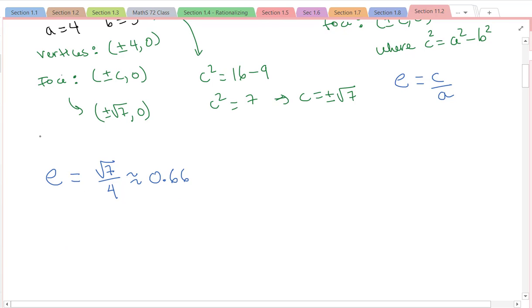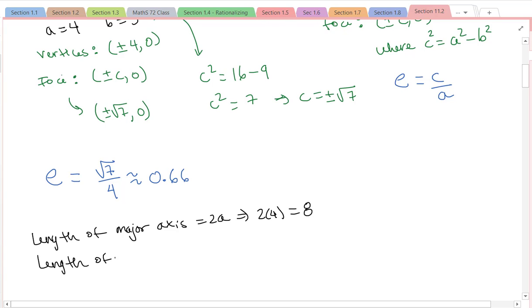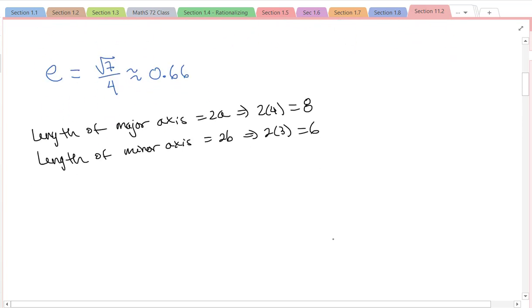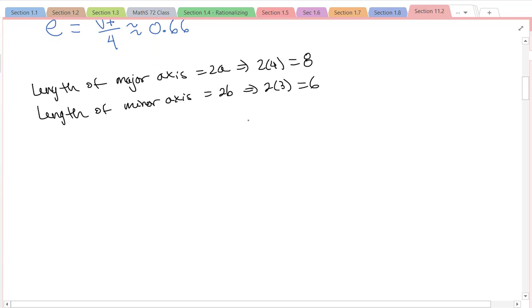And then the lengths of the axes. The length of the major axis is 2a. So in our case, it will be 2 times 4, so it will be 8. And the length of the minor axis is 2 times b, which will be 2 times 3, which is 6. And with that, we can graph our ellipse.